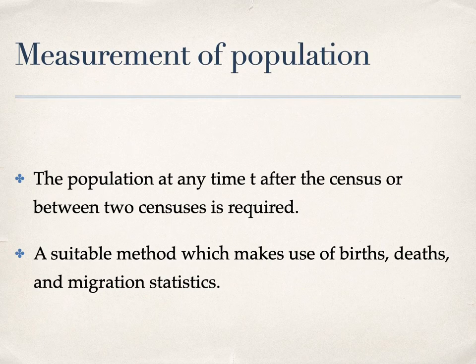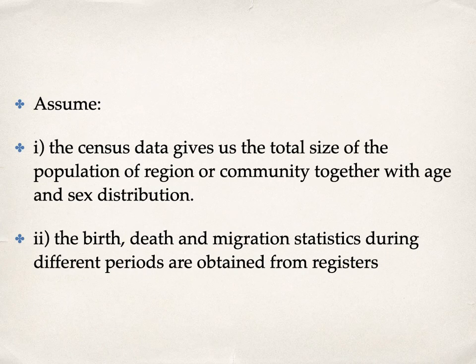So the population at any time t after the census or between two censuses is required. For that, there are a number of methods available, but a suitable and simple method makes use of the birth, death, and migration statistics between the intercensal period, or after the previous census. For this, we make some assumptions.